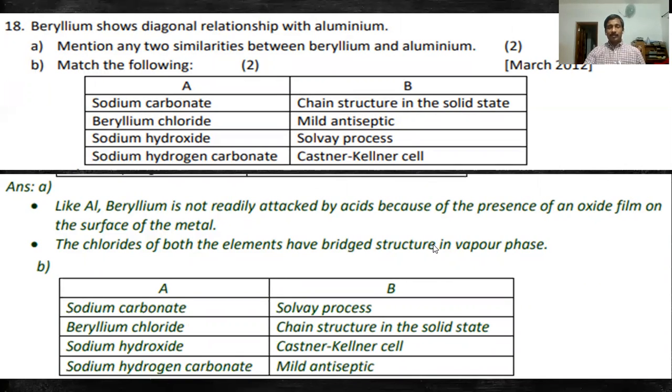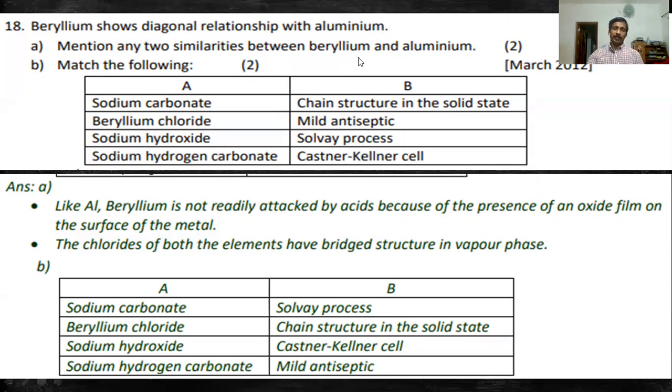They have a bridged structure. Lithium, beryllium and aluminum are not really attacked by acids due to the formation of an oxide film.